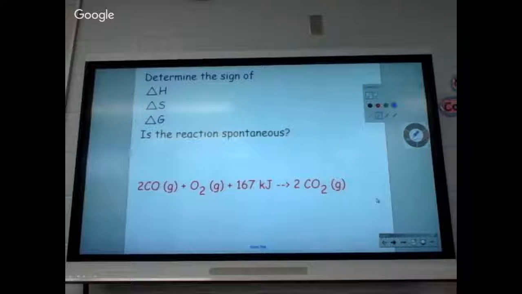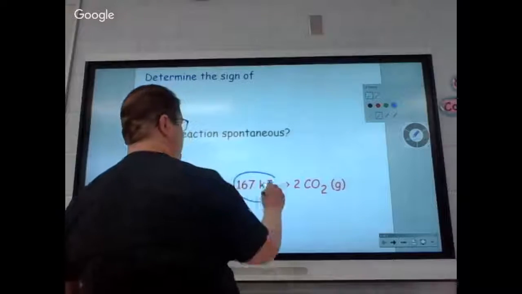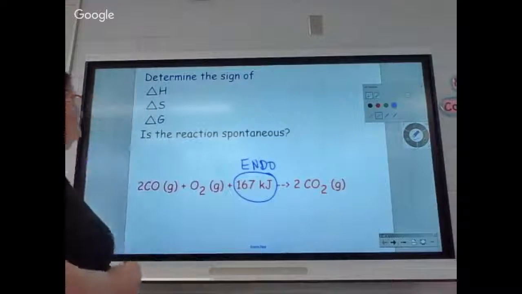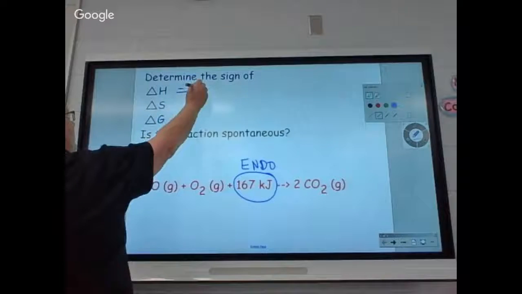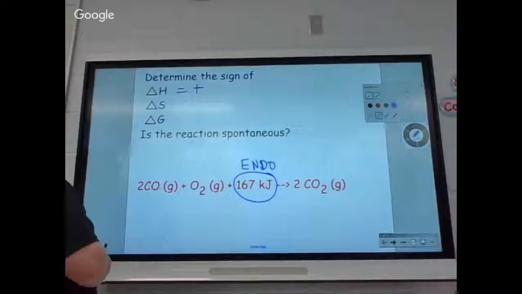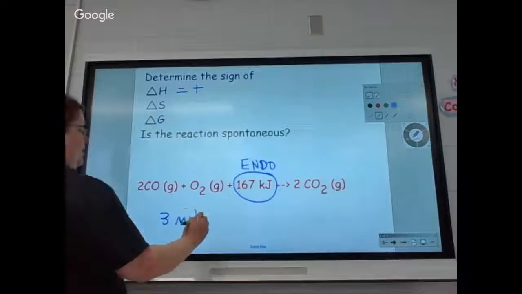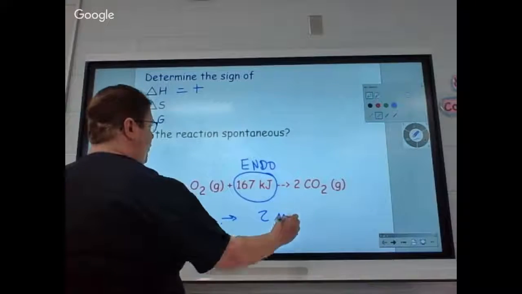All right, so if we look at the equation, what can you tell me? Energy is on the reactant side, so it's what? Endo. This tells us it's endo, so it's positive. What can you tell me about the states? They're all the same. So we go from how many moles on this side? 3 to 2. So it's a decrease.